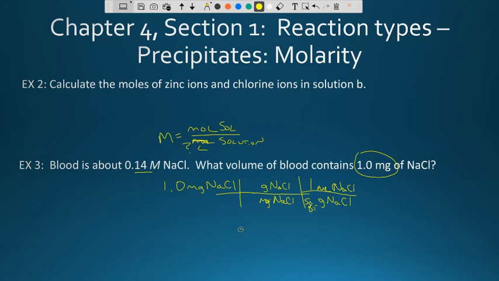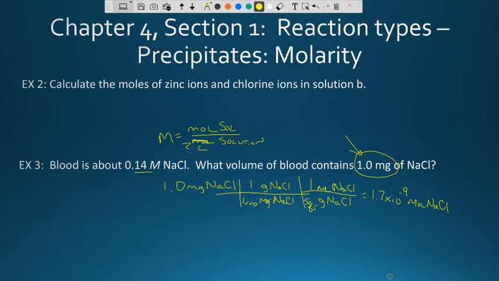Pen's not keeping up with me. I see that I have 1 gram is 1,000 milligrams. And so with this, I end up with 1.7 times 10 to the negative 9 moles of sodium chloride. Not very much, but I only had 1 milligram worth in the first place.